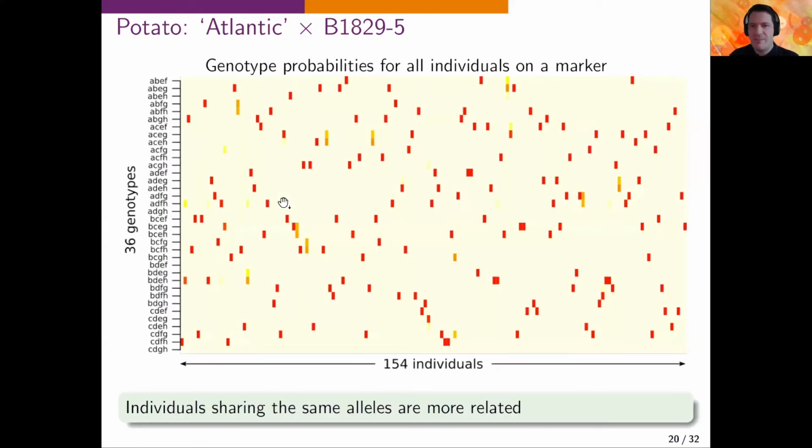So, for example, this is how the genotype probabilities are distributed across the population. So in the x-axis, we have the individuals for a specific marker, and we have the genotypes here in the y-axis, right? Some genotypes are represented in this population 3, 4, 5 times, like the one at the top, A, B, E, F. But some of our other genotypes are not represented at all, such as C, D, G, H, right?